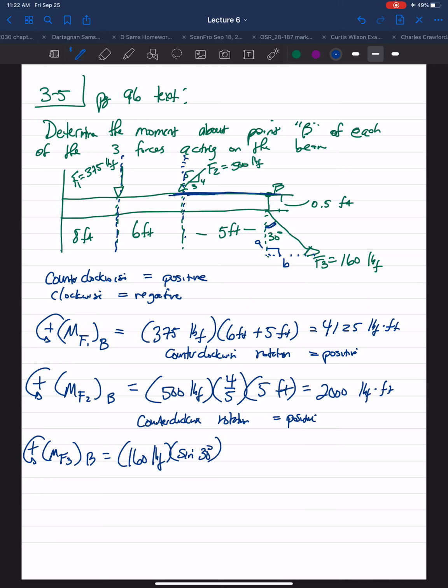Now, what is our perpendicular distance between the horizontal leg, the sine of 30 component, and point B? That would be this component of F3 and B. Well, that's the thickness of the beam, 0.5 feet.